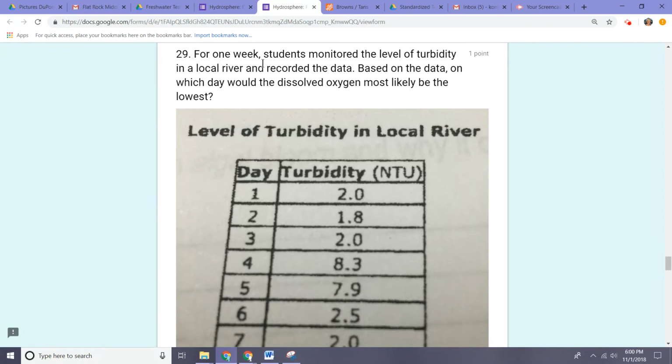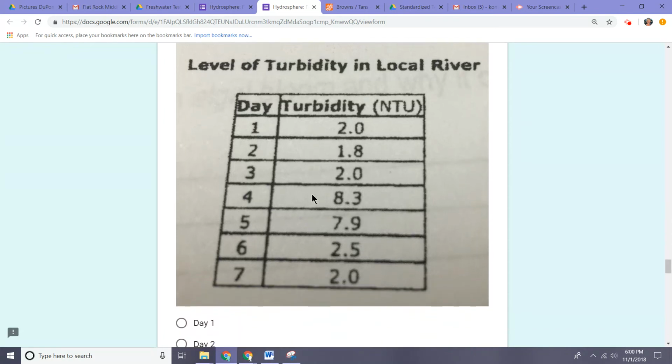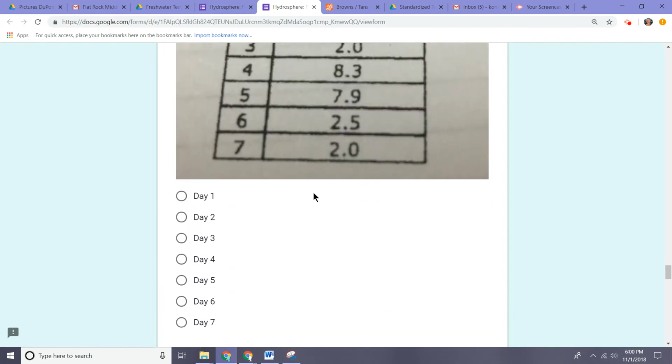Number 29. For 1 week, students monitored the level of turbidity in a local river and recorded the data. Based on the data, on which day would the dissolved oxygen most likely be the lowest? Level of turbidity in local river. Day, turbidity in NTU. Day 1, day 2, day 3, day 4, day 5, day 6, day 7.